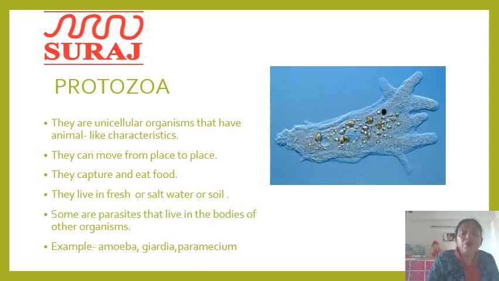Why? Because they can move from one place to another. They can capture and eat food. They live in fresh or salty water, or they can live in the soil. Some are parasites. What do you mean by parasites? Those who cannot make their own food. They depend on other host organisms for their food. Not all, but some are parasites that live in the bodies of other organisms. And the examples of protozoa are amoeba, giardia, and paramecium.